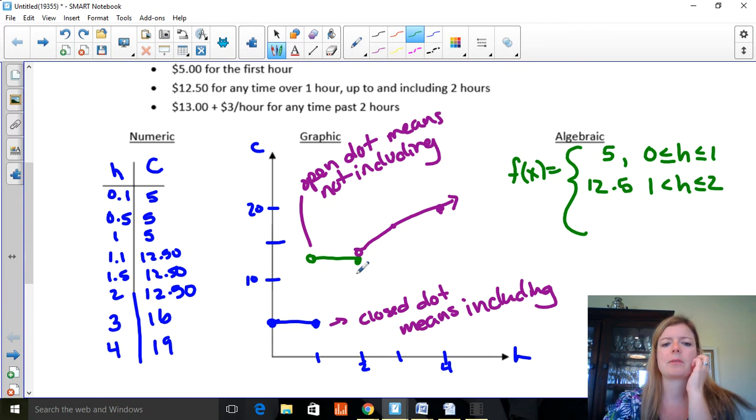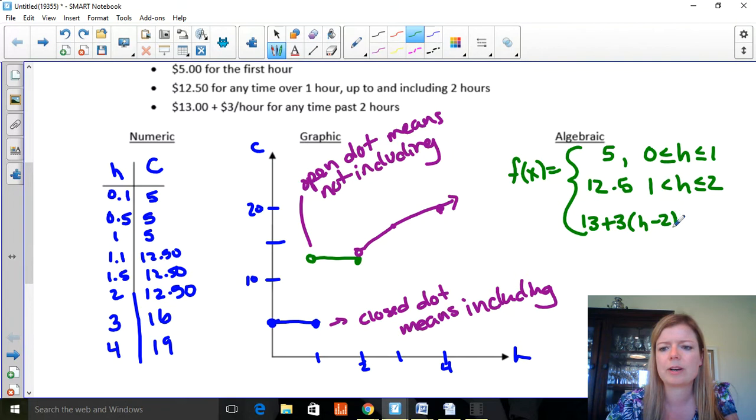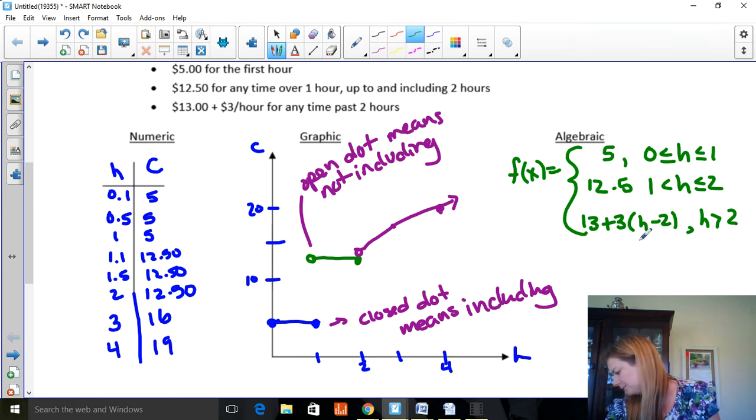Now, this equation is a bit more confusing because it's 13 bucks plus 3 for all hours subtract 2, right? Because we don't include the first 2 hours. So we can just leave it like that. That's all h greater than 2. Or you can expand and simplify if you want, or you can just leave it like that. I actually just prefer leaving it like that.